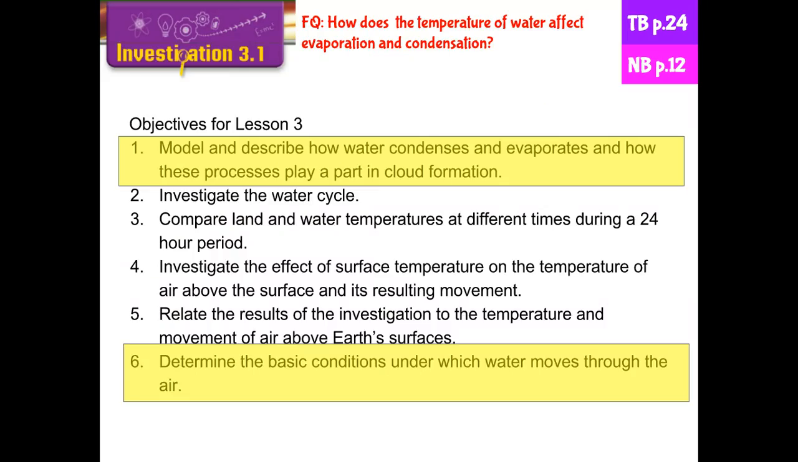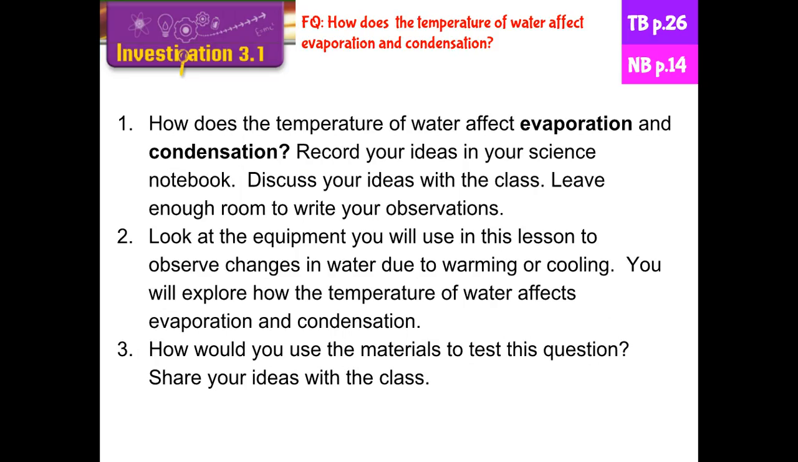The objectives for this lesson are number 1 and 6. Number 1 is to model and describe how water condenses and evaporates and how these processes play a part in cloud formation. And number 6, determine the basic conditions under which water moves through the air. So we're looking at parts of the water cycle today.